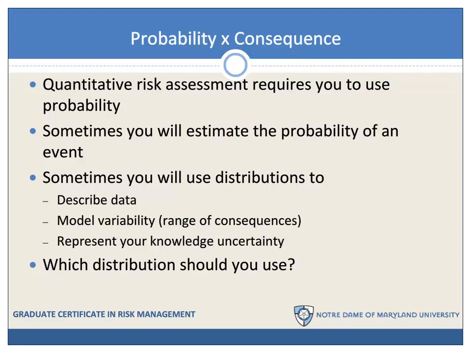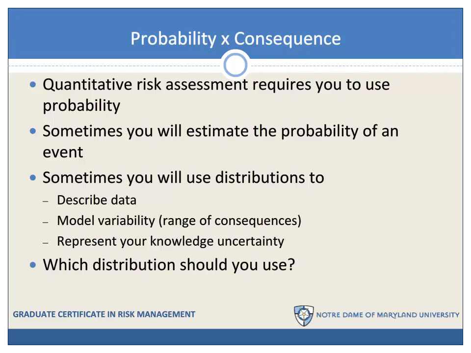Other times you're going to be working with risk assessment models that require you to use distributions. These distributions can be used to describe the data that you have accumulated. They can describe the model variability, particularly when you are trying to represent a range of consequences and their likelihoods. Or you can use a distribution to represent your knowledge of uncertainty about a critical value in your model.